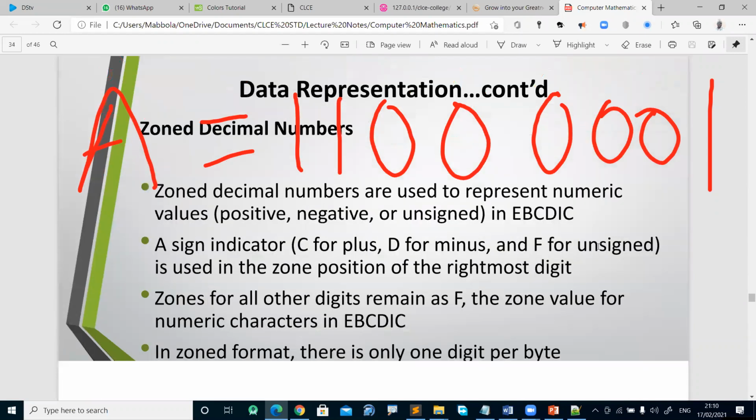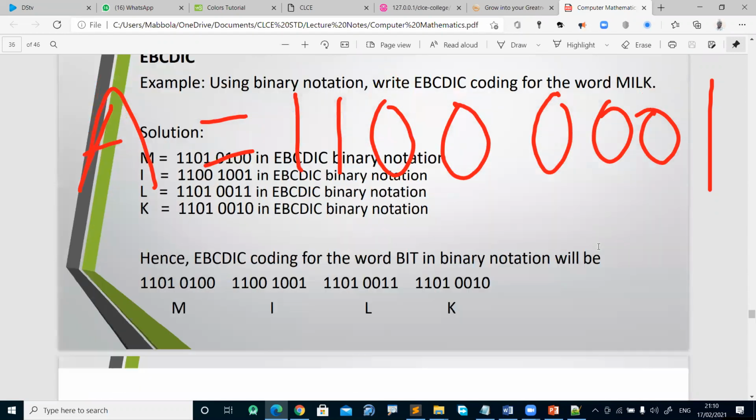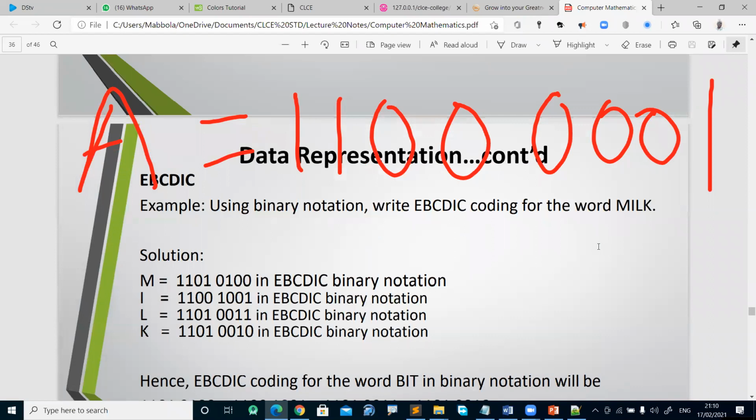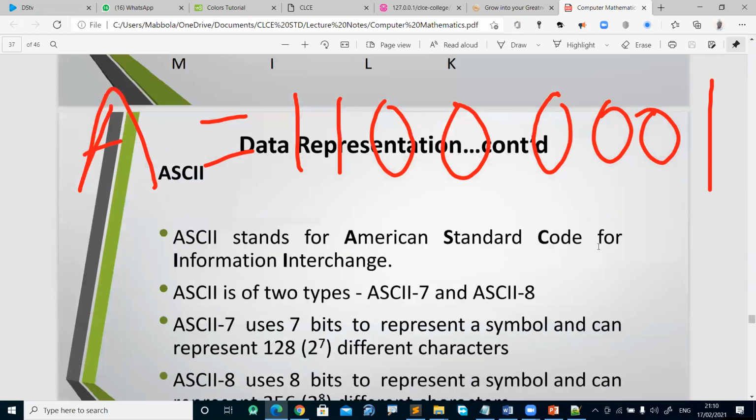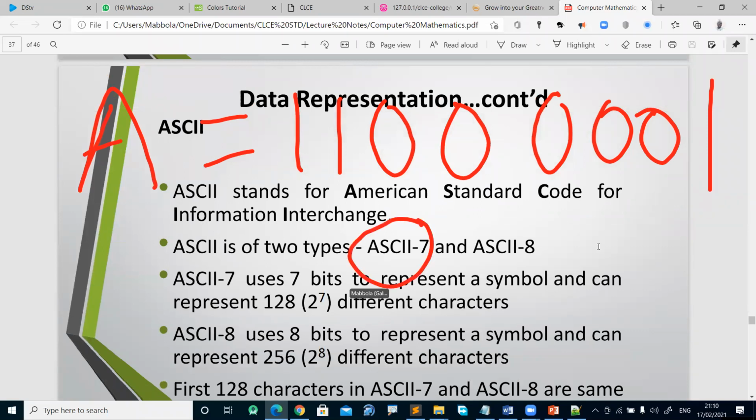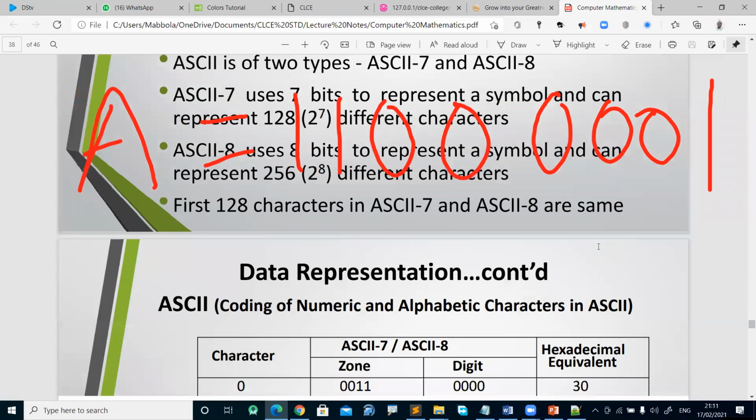I'm going there to ASCII. Okay, these are the numbers. These are the things I was talking about here. M will be like this, L will be like this in EBCDIC. But now come to ASCII. ASCII stands for American Standard Code for Information Interchange. Basically, you either have 7 bits or 8 bits. That's how it is. But the one which is more popular is 8 bits.